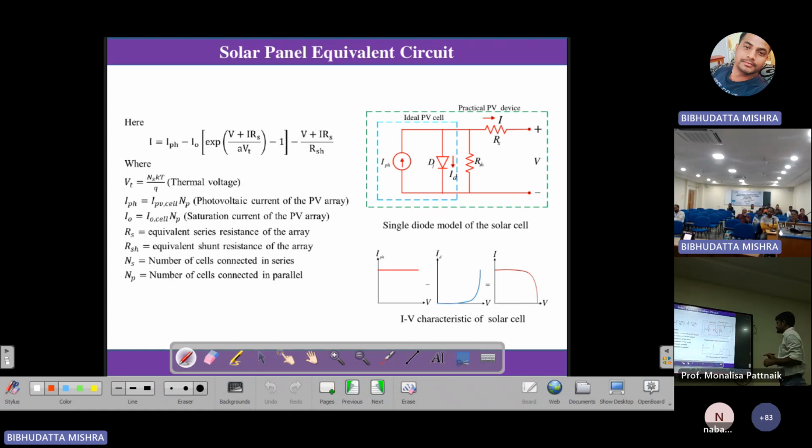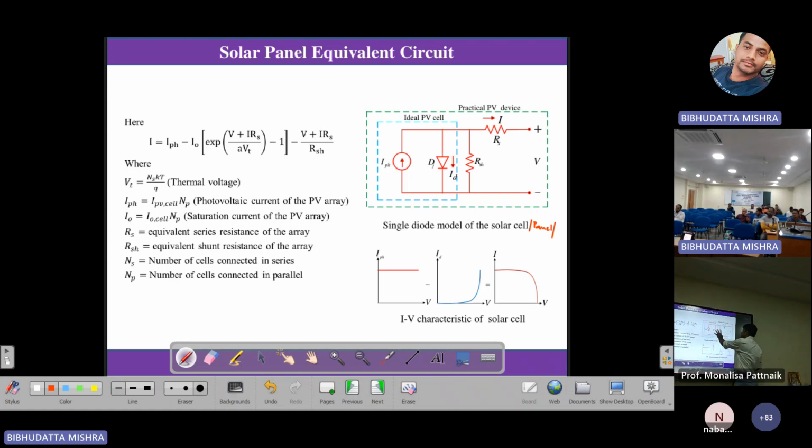So this is a single diode model. There are multiple models available in the literature, but I will explain only the single diode model. This can be a cell, or basically a number of cells connected in series or parallel creates a panel. Then panel and then array: a number of panels connected in series and parallel will create an array.